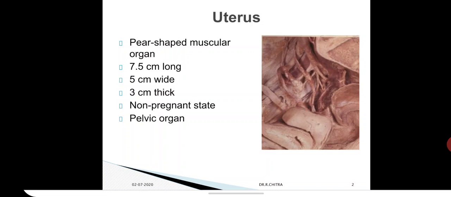Measurements. It is the measurement of the nulliparous uterus. Nulliparous means those who have not given birth to a child. Total length is 7.5 centimeter. If you take the length of the fundus and body, 5 centimeter, thickness is 3 centimeter. These are, as we told, in the non-pregnant state or nulliparous state.